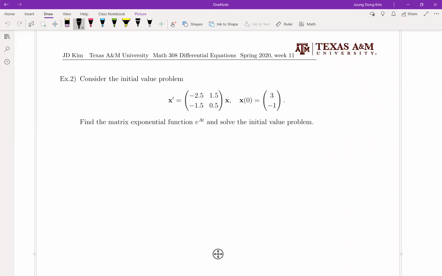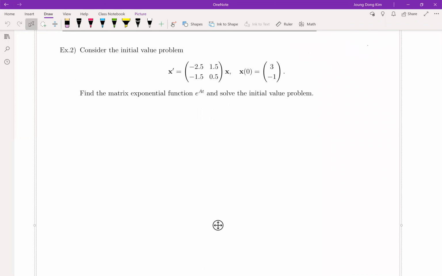Okay, number 2. I think this is the very last video for this semester. This is really concerned with the repeated eigenvalue case. The process is the same. We're going to find the eigenvalue, then find the corresponding eigenvector. Then we can set up the solution form.